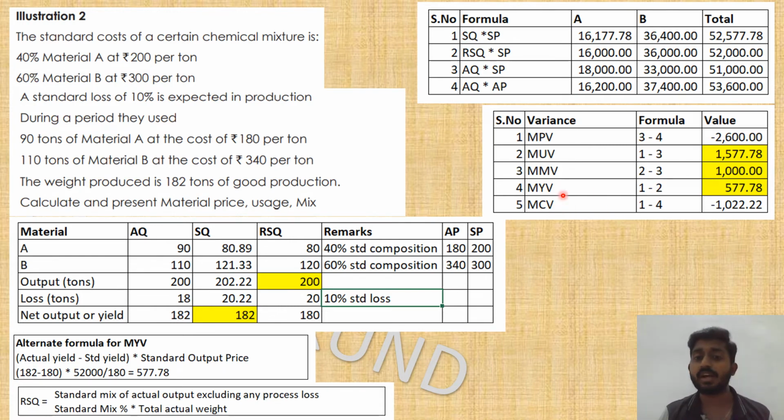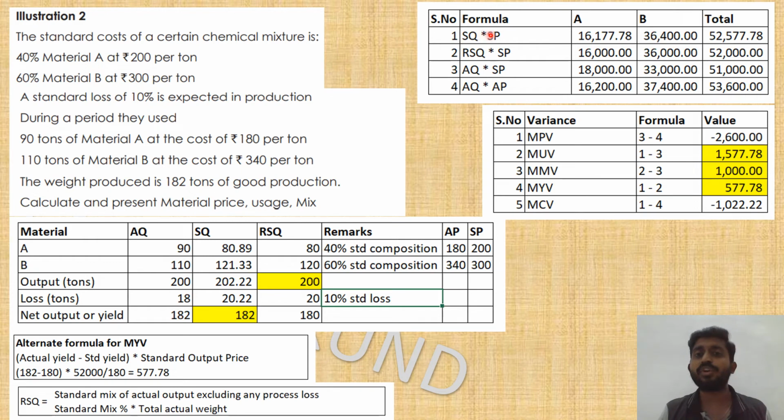What is the material cost variance? Material cost variance is very simple. Standard quantity standard price minus actual quantity actual price will give you the material cost variance. So material cost variance is very simple.